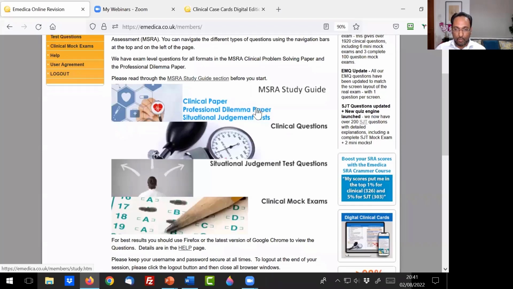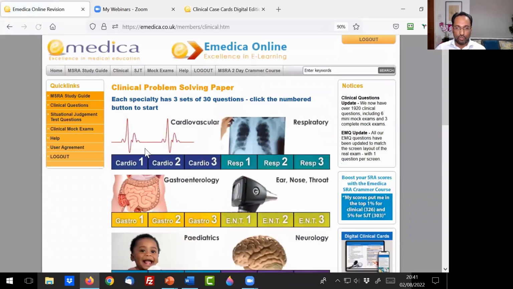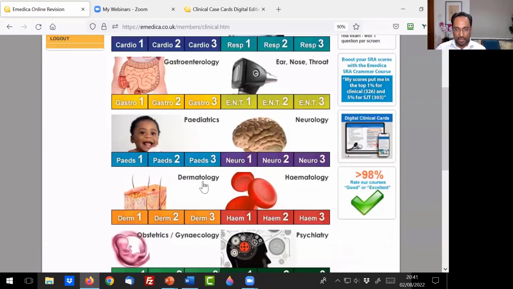Ours, I'll just show you, is mapped to the curriculum. There's a study guide which you can download. There's a section for clinical questions, which are mapped to the same headings: cardiovascular, respiratory, gastro, ENT, and so on, okay?